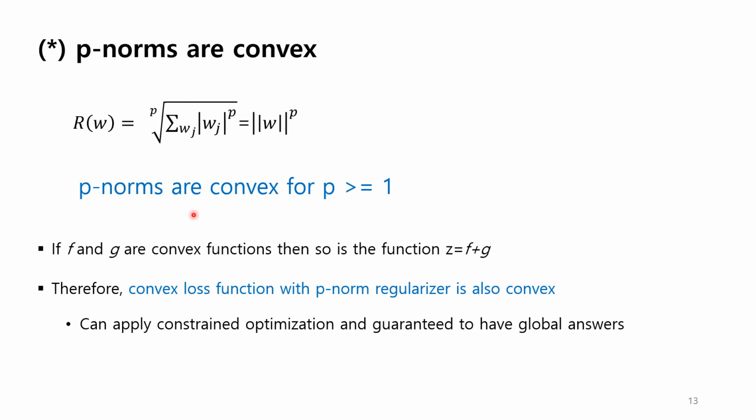But on the other hand, if the p value is less than 1, that makes this regularization term non-convex, then it causes problems.